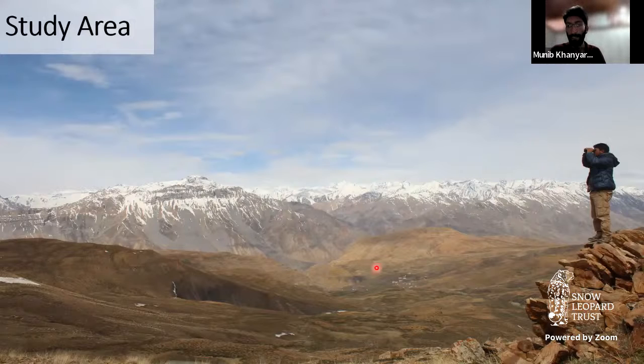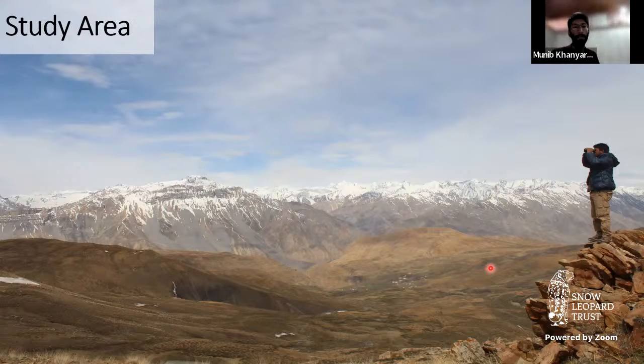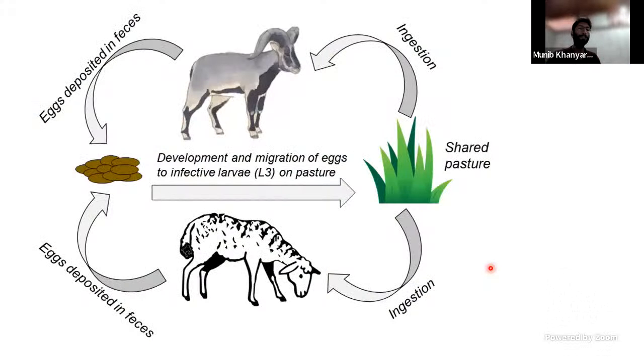As you can see in the distance, that's the village. And these are the grazing grounds around the village where livestock graze as well, and wild ungulates, particularly blue sheep, are. So just to give you a sense, very arid landscape, high altitude landscape, very seasonal landscape as well, with high winter snows and very cold temperatures and quite dry summers as well. So just to give you a context of what really happens when we're talking about parasite transmission, right?